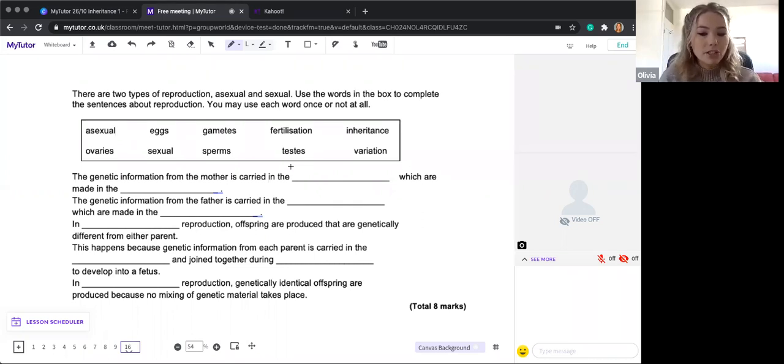In what type of reproduction are genetically identical offspring produced because no mixing of genetic material takes place? That would be asexual reproduction.